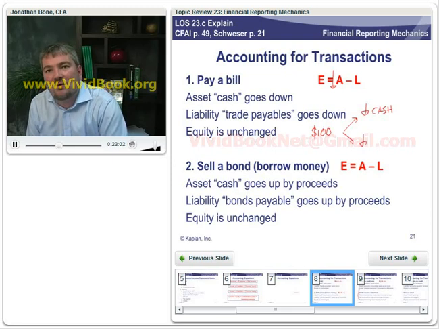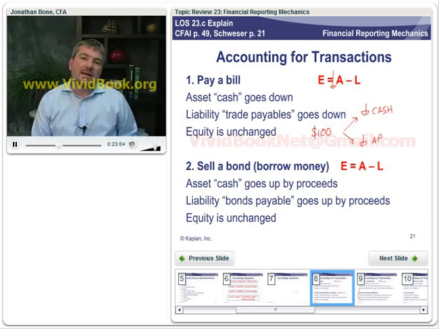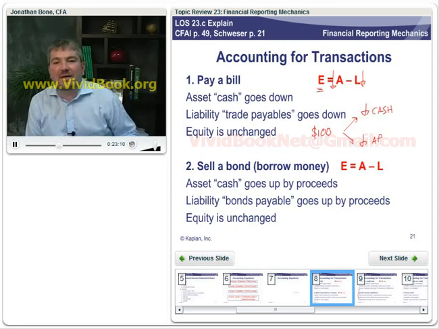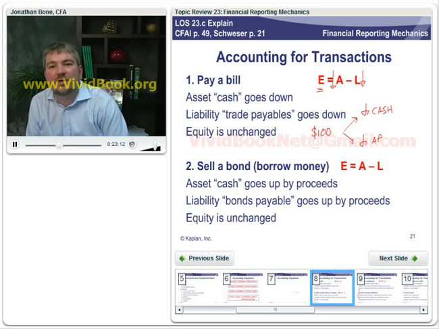So overall, our equity would remain static. Now let's imagine we issue a bond. Let's have a look at that. Let's say we issued $2 million worth of bonds. So we're going to issue $2 million worth of bonds.